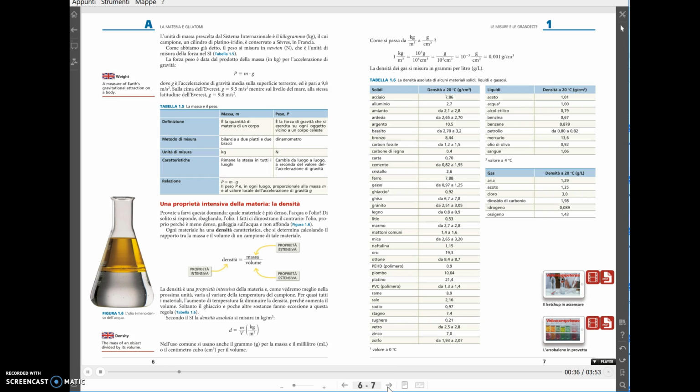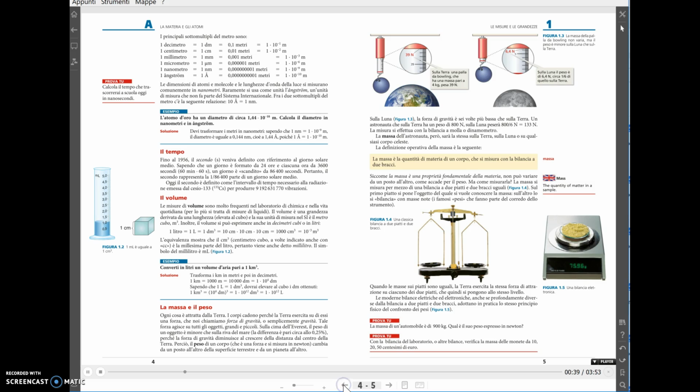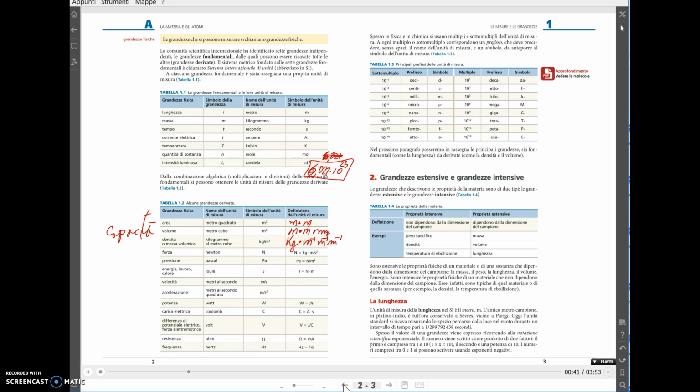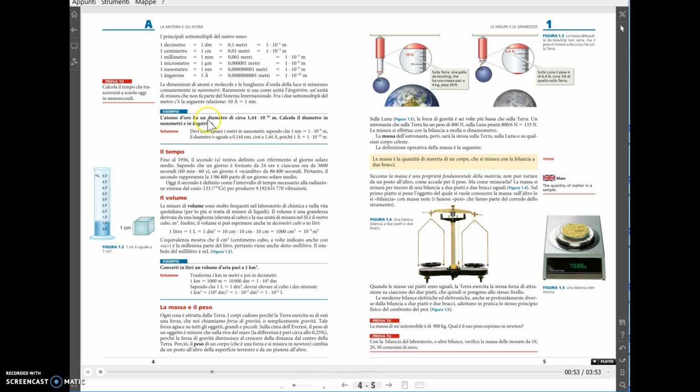B. Intensive and extensive quantities. Extensive quantities depend on the system's size. Intensive quantities do not depend on the system's size. Examples of extensive quantities are length, volume, mass, and weight. Examples of intensive quantities are density, specific weight, the boiling point, and the melting point.